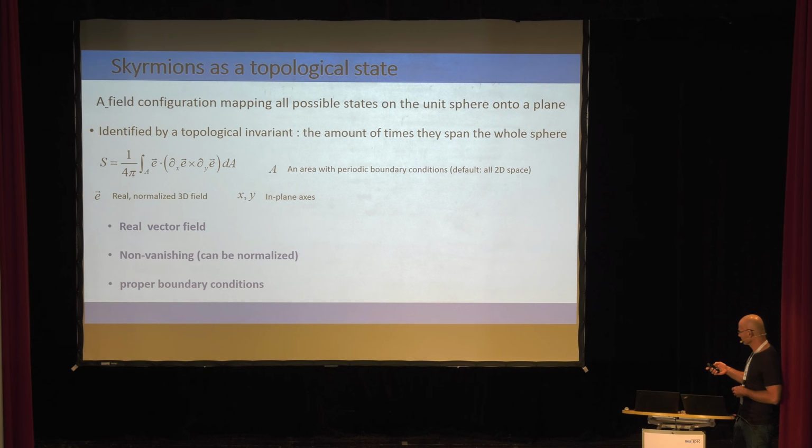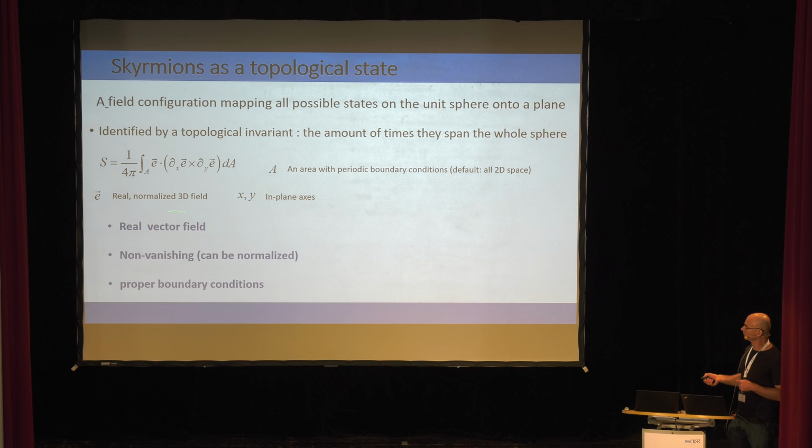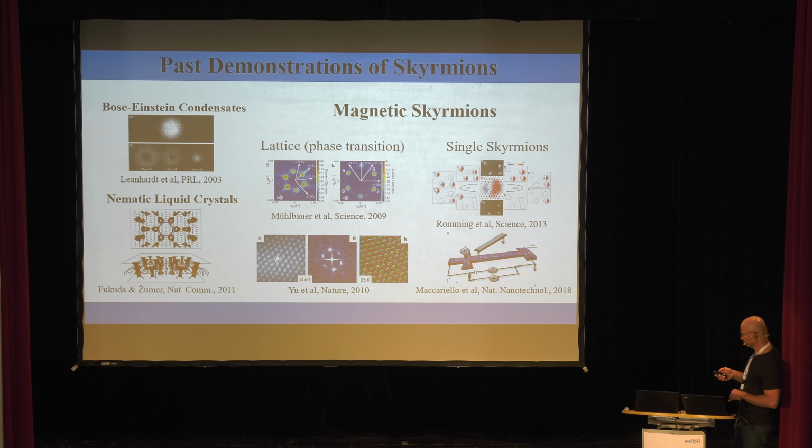What is important to say, which may be trivial for all these systems, but not for what I'm going to talk about, is that this is a real vector field, right? This spin is a real vector field, and it also has to be non-vanishing because it's a normalized field, so we cannot allow any points where it will be 0 in all directions, and the proper boundary conditions have to be defined. Usually it's either at infinity or the periodic boundary conditions.